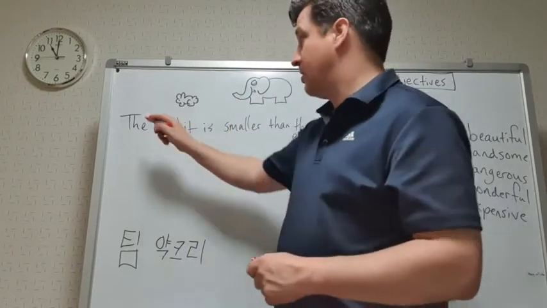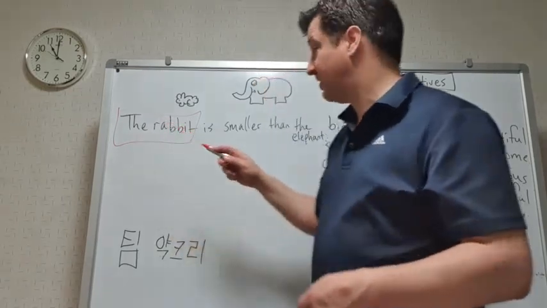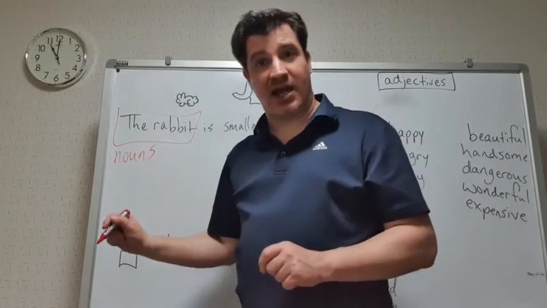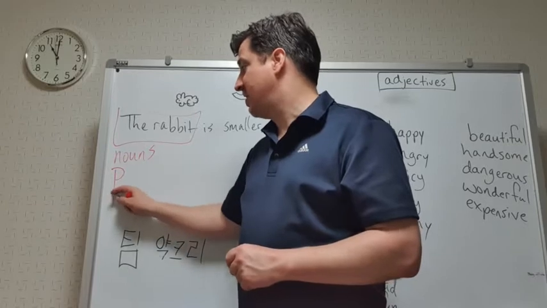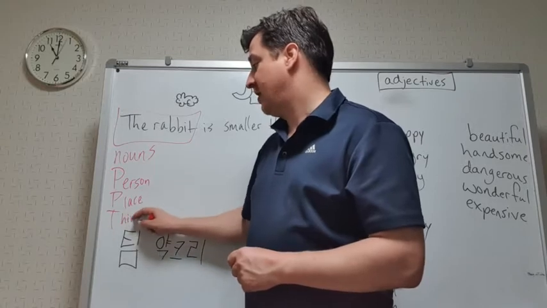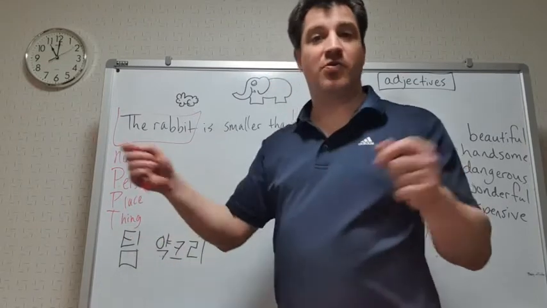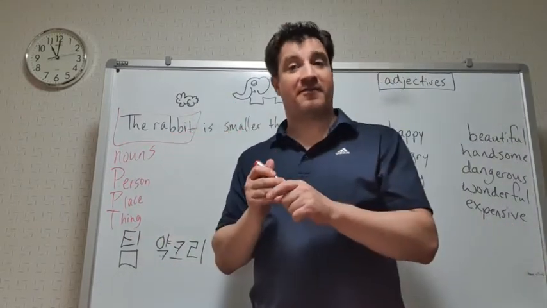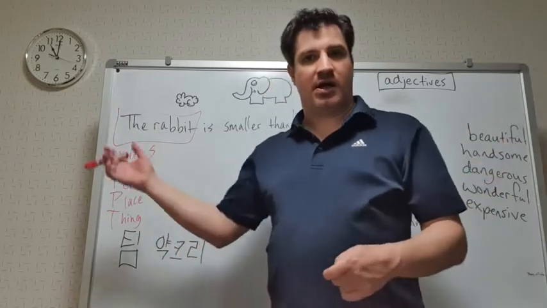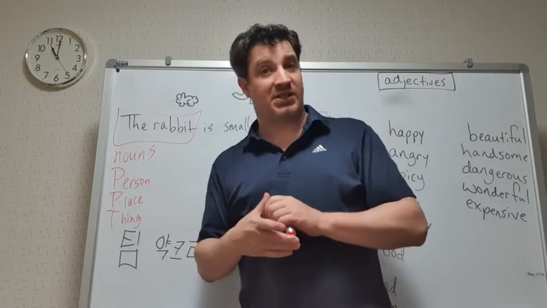So, first of all, number one, you have to compare nouns. Rabbit, elephant. Both of them are nouns. And, as I'm sure you remember, a noun is PPT. A person, a place, or a thing. You can compare people, things, foods, places. Any of those are fine. Oh, Korea is nicer than Japan. Burger King is more delicious than McDonald's. Whatever you want to say is fine.